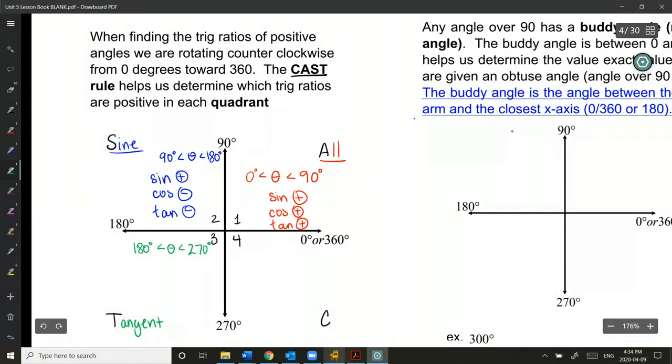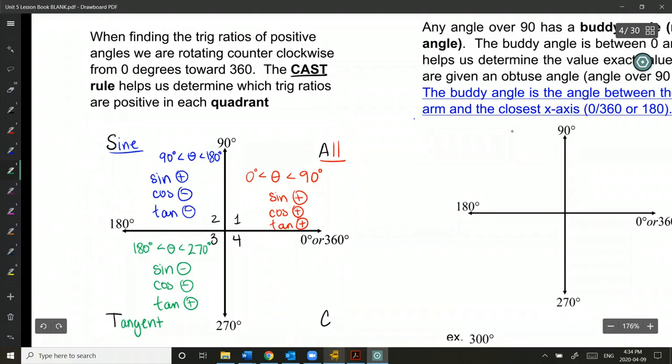So I want you to choose a sample angle between 180 and 270 and take the sine, cos, and tan of this angle. Pay attention to whether your answer is positive or negative. Okay, so for example, I'm going to choose 237 as my angle. When I enter in sine of that angle, I get a negative. When I enter in cosine, I get a negative. And when I enter in tan, I get a positive.